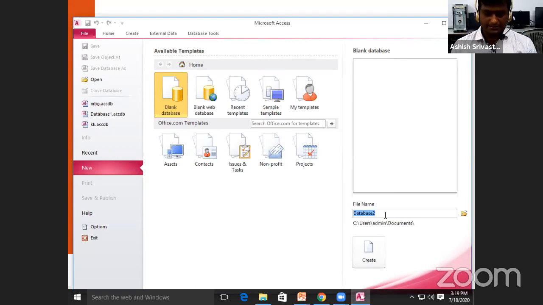a database just like KK, so I will write here KK. And if we want to create database with the file name KK, then we have to click on this create button. And by default this file will be saved in document folder.